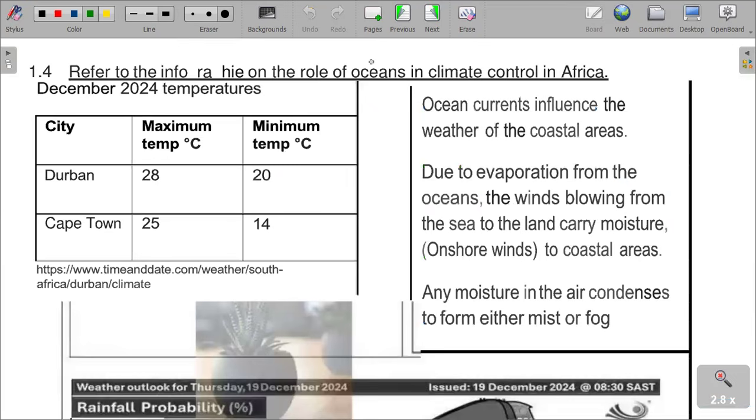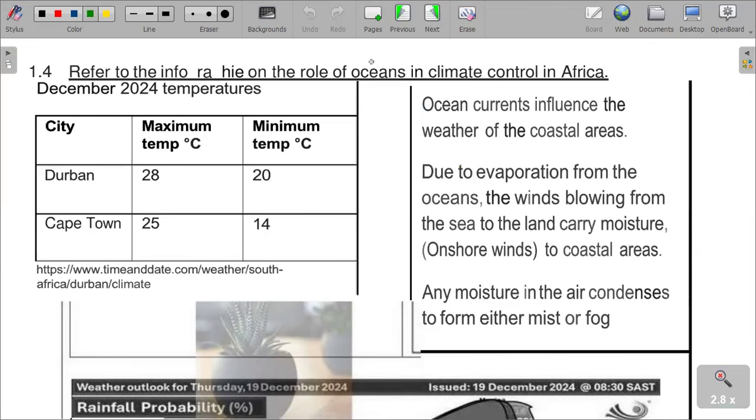Question 4, we are given the role of oceans in climate control in Africa. The role of oceans in climate, we can talk about ocean currents. I have already sometimes also given a lecture on the issues to do with ocean currents.